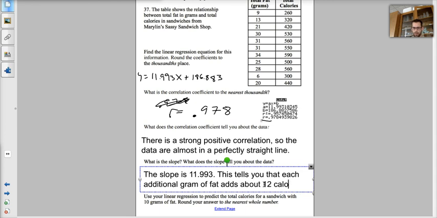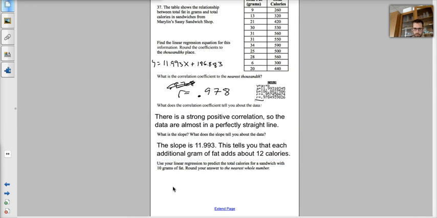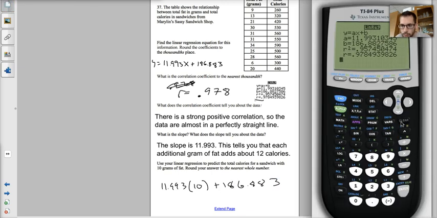All right, cool. Use your linear regression equation to predict the total calories for a sandwich with 10 grams of fat. So I can just plug 10 in for x. So let's see. 11.993 times 10 plus 186.883. It wants me to round to the nearest whole number. So 11.993 times 10 plus 186.883. It's about 307 calories.